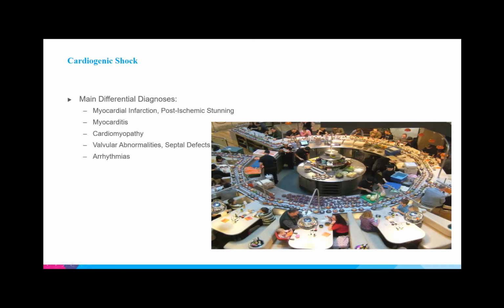And keep in mind, you can also get a septic cardiomyopathy, right? So even patients who present with an underlying infectious process can still develop cardiogenic shock because they'll have stunning of the myocardium from the inflammatory surge of the infection.